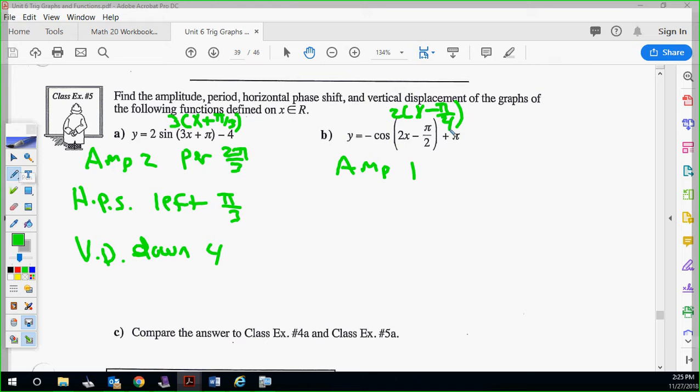So amplitude 1, I pulled a 2 out, so that means my period is going to be 1/2 of 2 pi, which is pi. I'm going right, so my horizontal phase shift, right pi over 4. And my vertical displacement, up pi. Okay, any questions on that one?